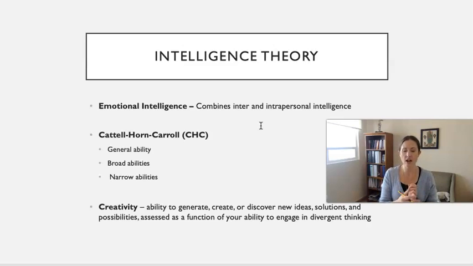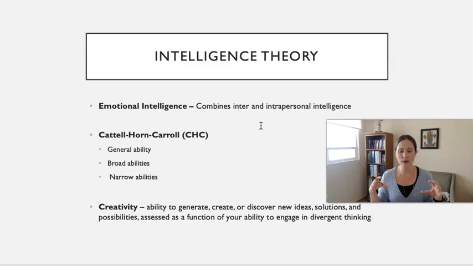And then we have the Cattell-Horn-Carroll theory, CHC. This is a theory of cognitive abilities. It's kind of the most comprehensive theory of intelligence that we currently have. And it has a hierarchy for abilities. You have your general ability on top. This is your intelligence. Then you have broad abilities in the middle. So this would involve things like your fluid intelligence, that fluid reasoning, your short-term memory, processing speed.